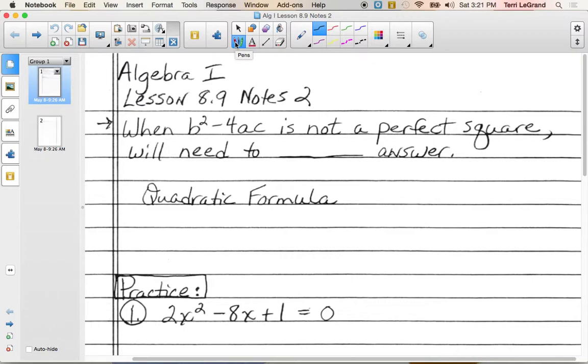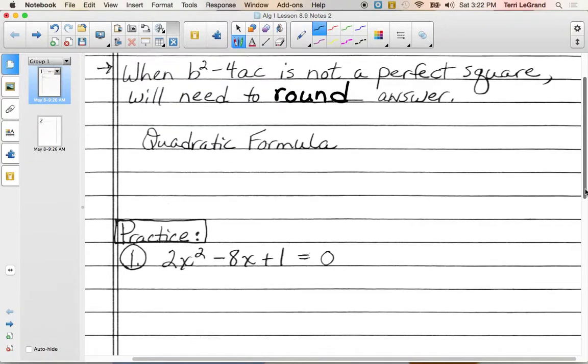Okay, let's do a little bit of note-taking together. We're going to use the same quadratic formula we did yesterday. What's different today is that our expression b squared minus 4ac under our radical sign, we have to know what we are going to do when it is not a perfect square. So when it's not a perfect square, you will need to round your answer. And we'll go through that together.